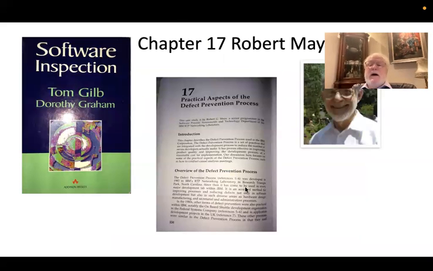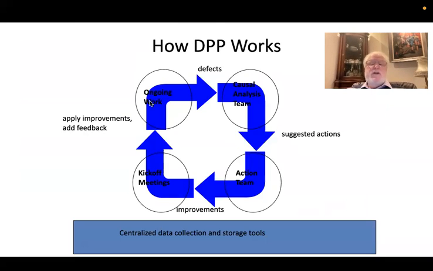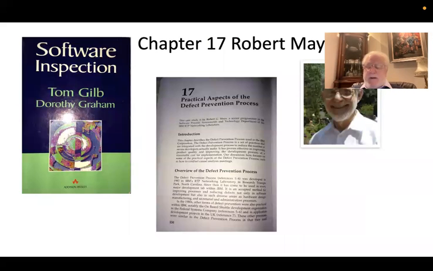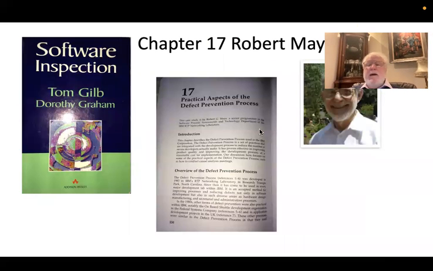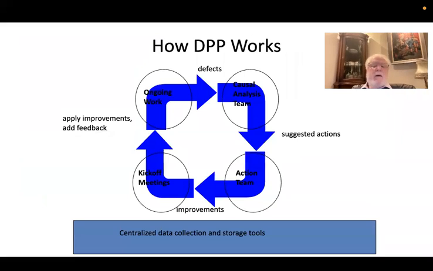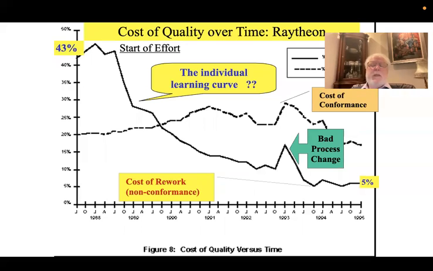Okay. Here's Robert Mays, who invented the process. And there are two chapters in the software inspection book, one written by Robert and the other written by me, integrating it into the book as sources of that. And here's another simplified diagram of how the defect prevention process works, but I've already told you that.